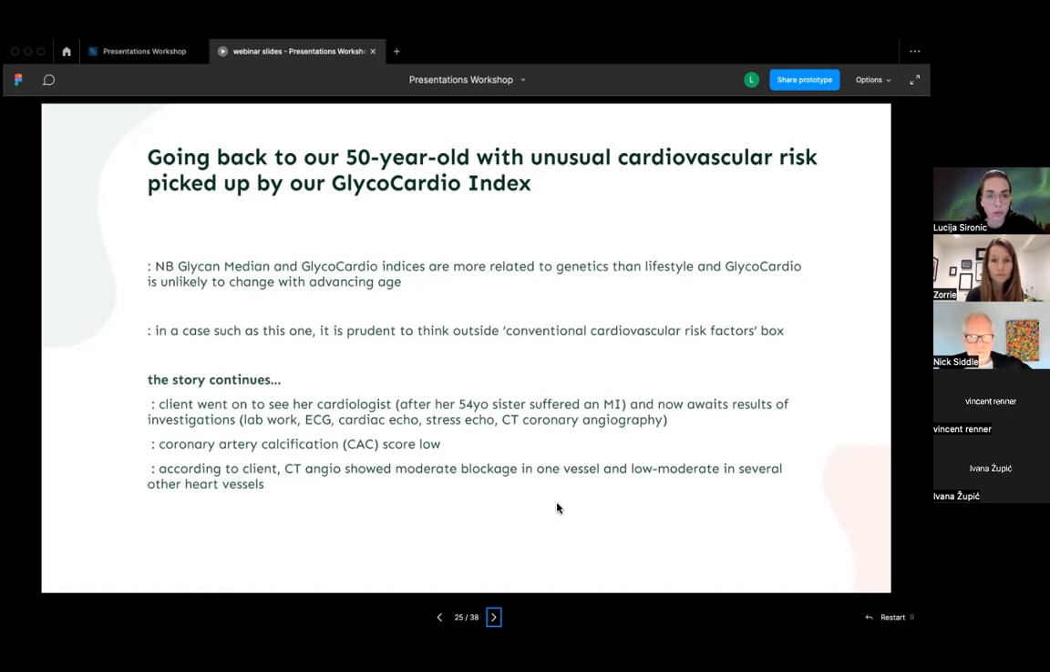So it looked like her coronary artery calcification score was low. That's basically how much of the coronary plaque was evident on angiography. In her case, that was minimal. And the other thing she mentioned was that the CT angio showed moderate blockage in one vessel, and several other heart vessels had low to moderate blockage. So what's going to happen with this lady, how her cardiologist will manage her remains interesting, and something we will definitely follow up, especially when she retests with us in the near future.